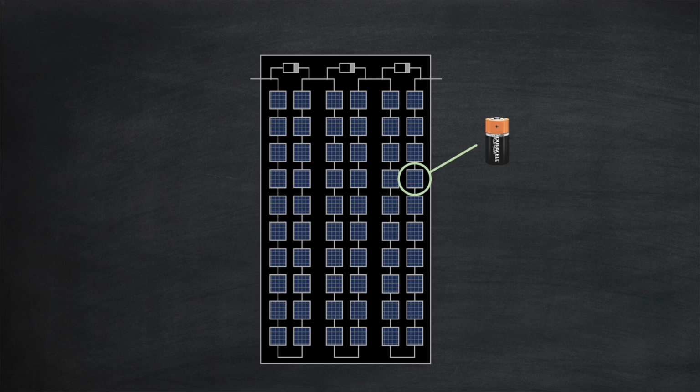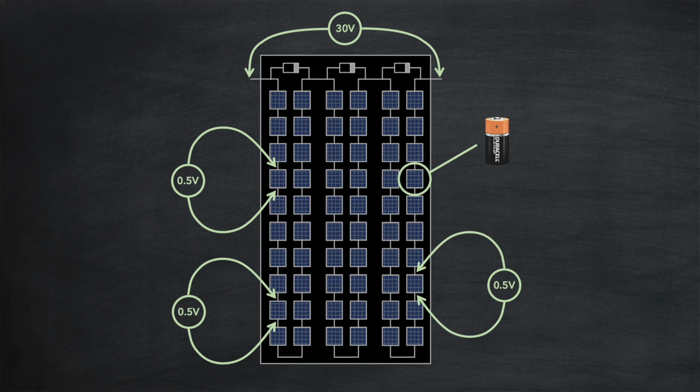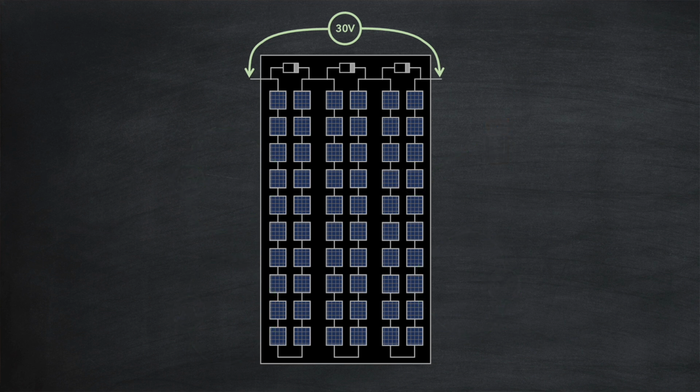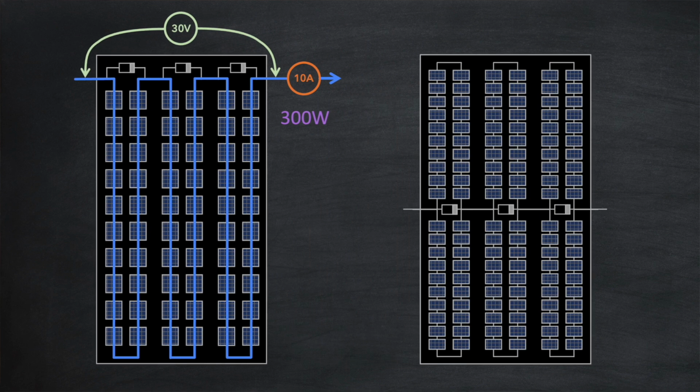Each battery has a voltage of 0.5 volts, so that's 30 volts in total for the panel, remembering that voltages in series add up. Collectively, these batteries, solar cells, generate a current of 10 amps, and from our power equation we can calculate the total power output of the panel as 300 watts. Let's compare this panel with a half-cut cell panel.